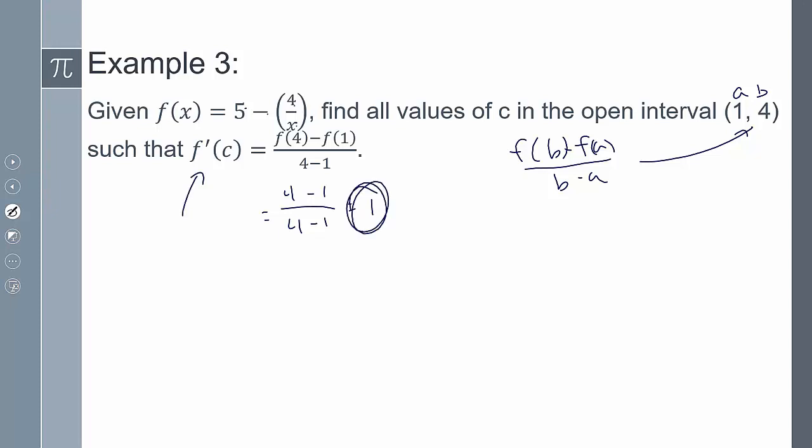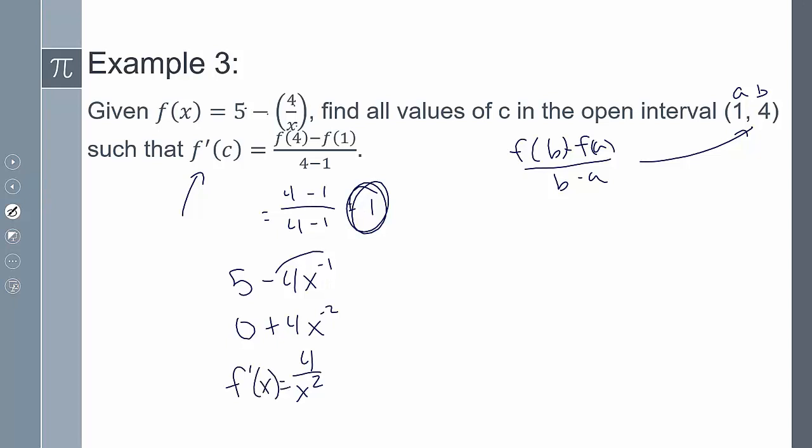So now I need to take the derivative. So if I take the derivative, I first need to bring it on top. So then taking the derivative, you get 0 plus, because I have to multiply, so you get 4x to the -2. So that just becomes 4 over x squared. So that right there is going to be my derivative.